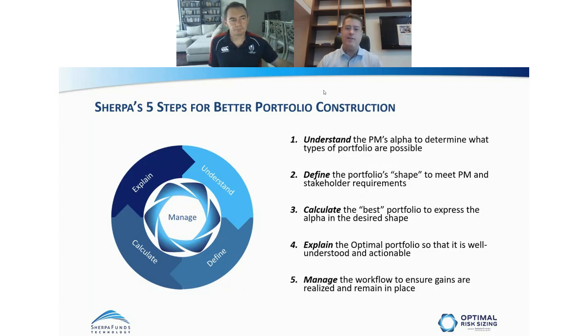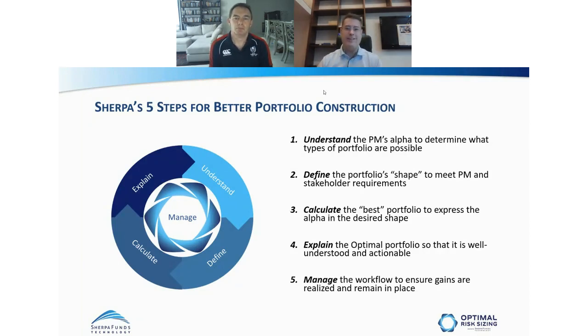Understanding the alpha sets the stage for what types of portfolio are possible and for many of the decisions further down the line, in terms of what portfolio you actually want to build and which ideas you're going to implement in which way. The second step is definition. Given that set of ideas, what's the shape of the portfolio that's going to meet my organizational and investor requirements to implement and deliver the alpha in my ideas? Third is what we call calculate.